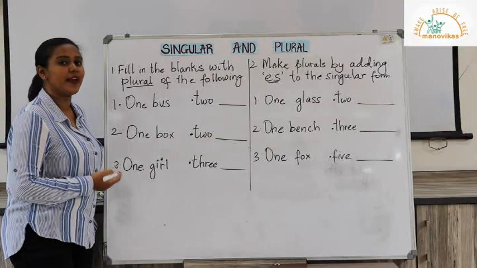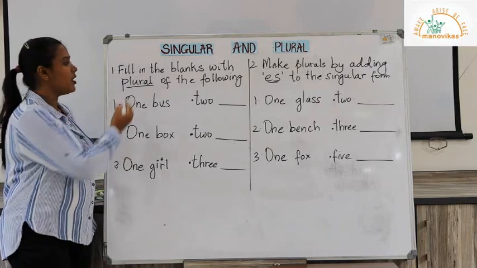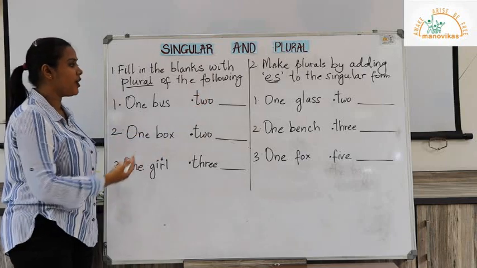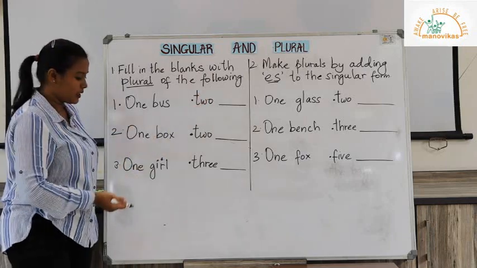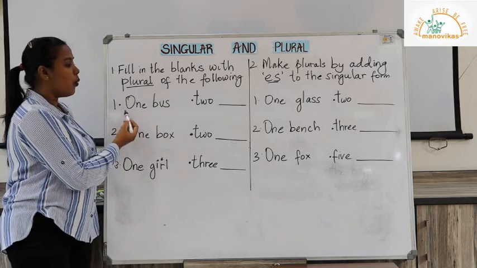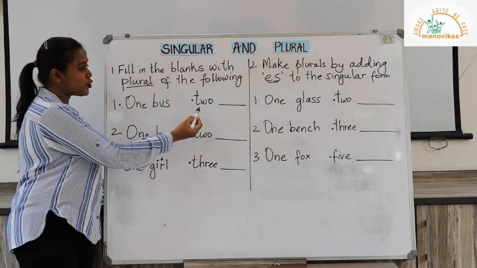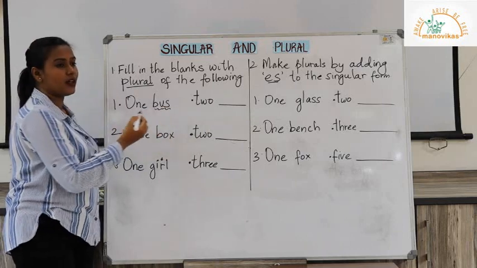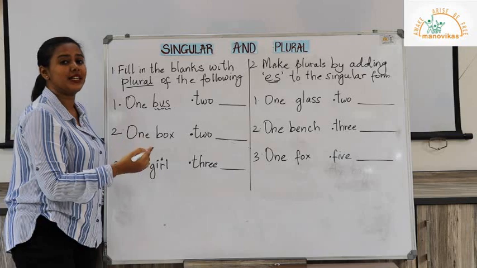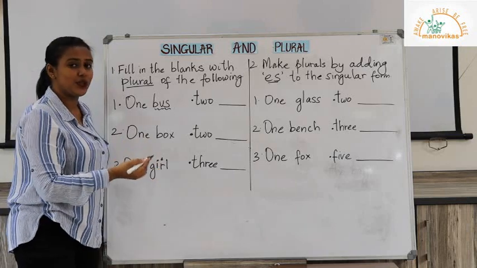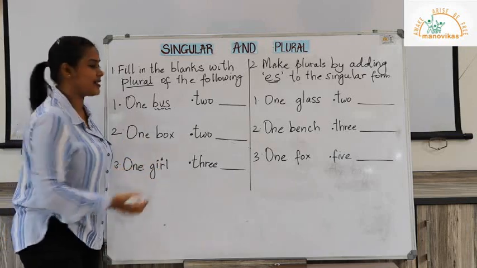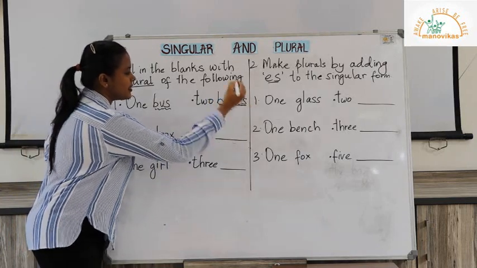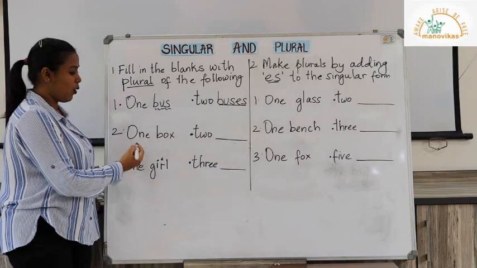So students, let's solve some exercises. The first one, fill in the blanks with the plural of the following. We have to form the plural of these words. The first one, bus, two dash. So one bus. The plural of bus will be buses. Now since this word ends with a hissing sound, we will add es. So B-U-S-E-S.